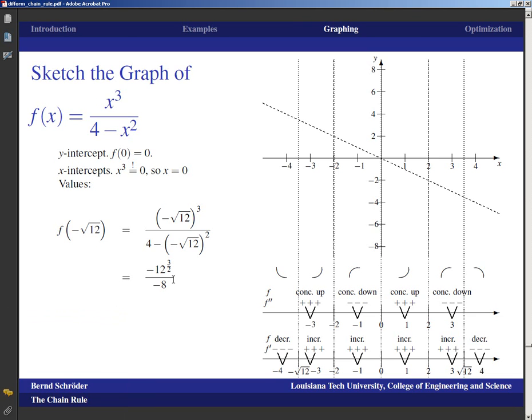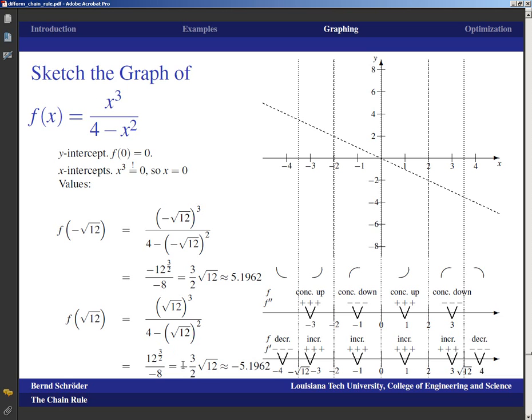Okay, so up to here we were okay. Negative 12 to the 3 halves divided by negative 8 will give us something that is positive. 12 to the 3 halves is just 12 times root 12, and 12 over 8 is 3 halves, so this ends up being 3 halves times root 12. And that is approximately 5.1962, and of course that's where I use the calculator. Similarly, the value of f at root 12 ends up being root 12 cubed over 4 minus root 12 squared, which is 12 to the 3 halves over negative 8. This time the negative sign persists, so we end up with negative 3 halves times root 12, which is approximately negative 5.1962. And those decimals now allow us to put those points in there.